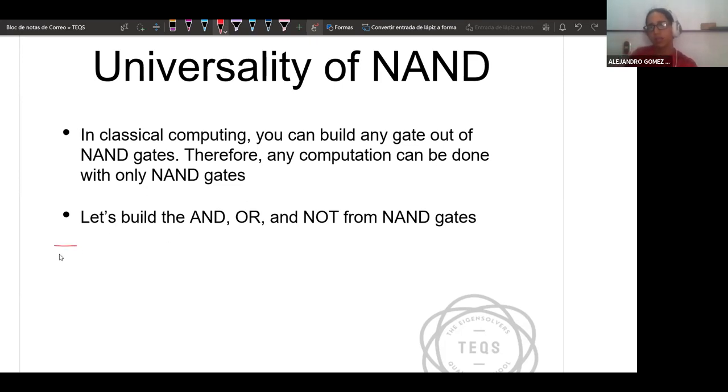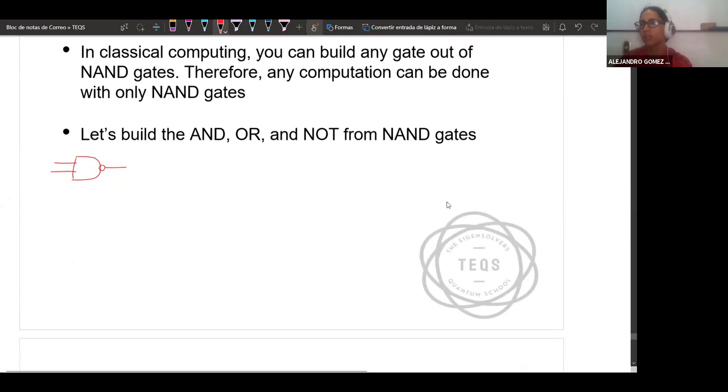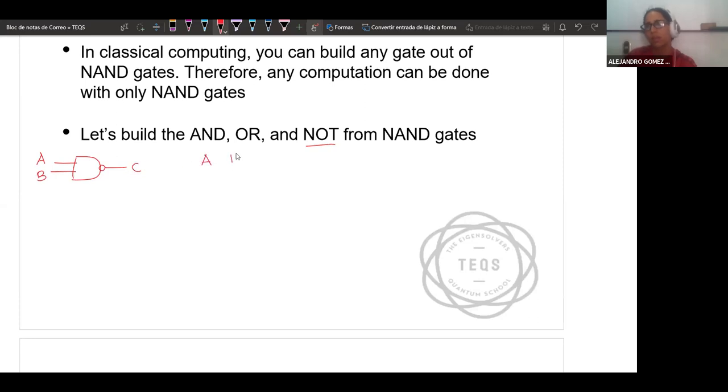Recall that NAND is the negation of the AND gate. So I'm just going to show you the simple example here to build the NOT out of the NAND gate. So let's write again the truth table of the NAND gate. 0, 0, 0, 1, 1, 0, 1, 1. This is 1, 1, 1, 0. So let's say we have the following configuration, the following setup of the gate.